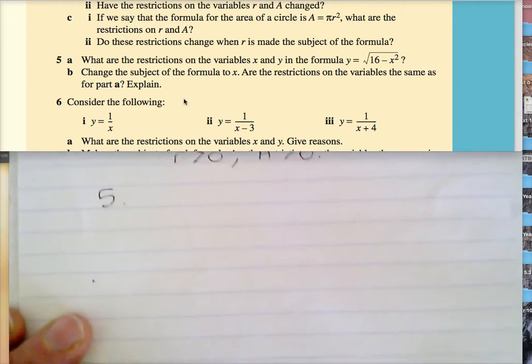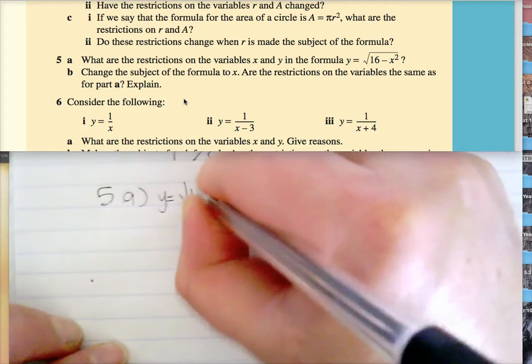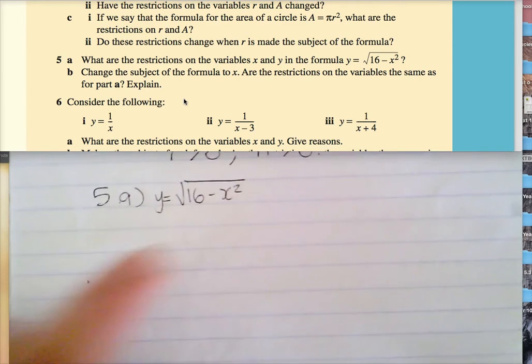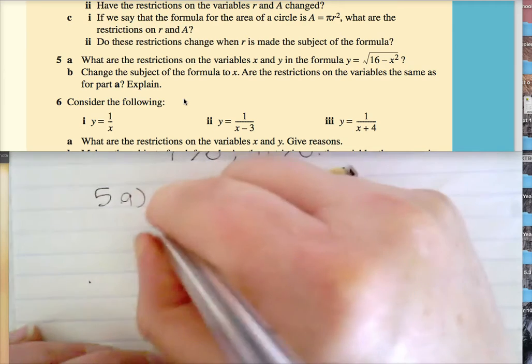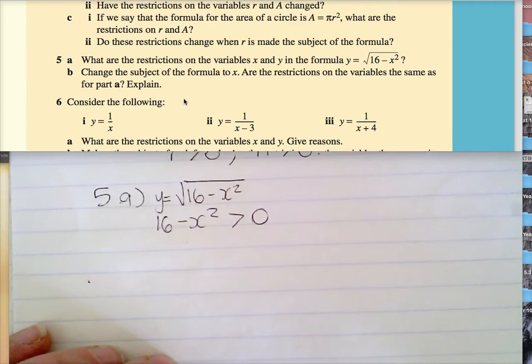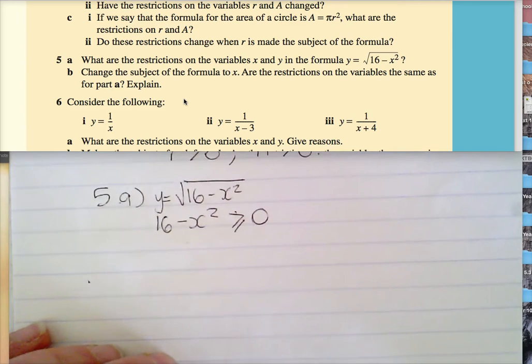So, girls, okay, question 5A, we've got this formula, y equals the square root of 16 minus x squared. When you see a square root sign, tell me about that 16 minus x squared. Can it be 0? Yes, it can. You're allowed to do the square root of 0, you're allowed to do the square root of a positive number, but you are not allowed to do the square root of a negative. So you say 16 minus x squared has to be greater than 0, or equal to.